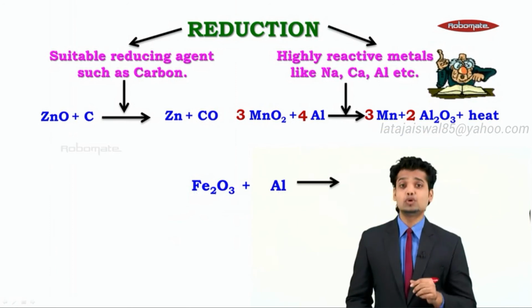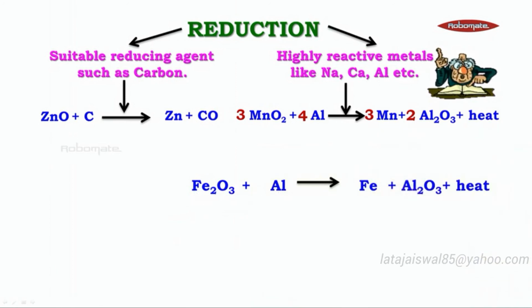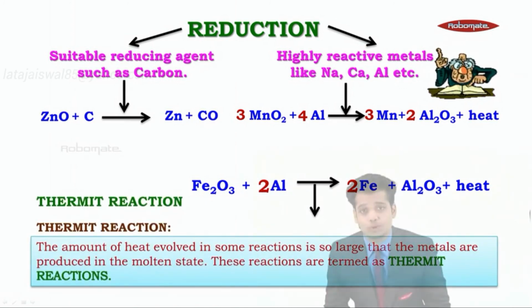This Fe2O3 is heated in the presence of aluminium. Fe plus Al2O3 plus heat. This heat is so exothermic that iron is produced in the molten state. Let's see what this reaction is called. Fe is 2, Fe is 1, so I multiplied it by 2. Al is 1, Al is 2, so I multiply Al by 2. The reaction becomes balanced. This reaction is called the Thermit reaction.